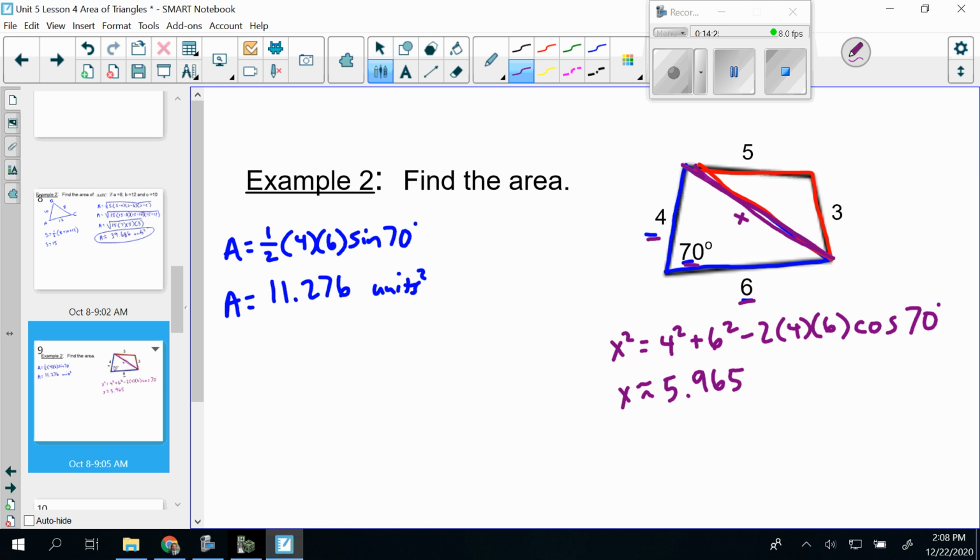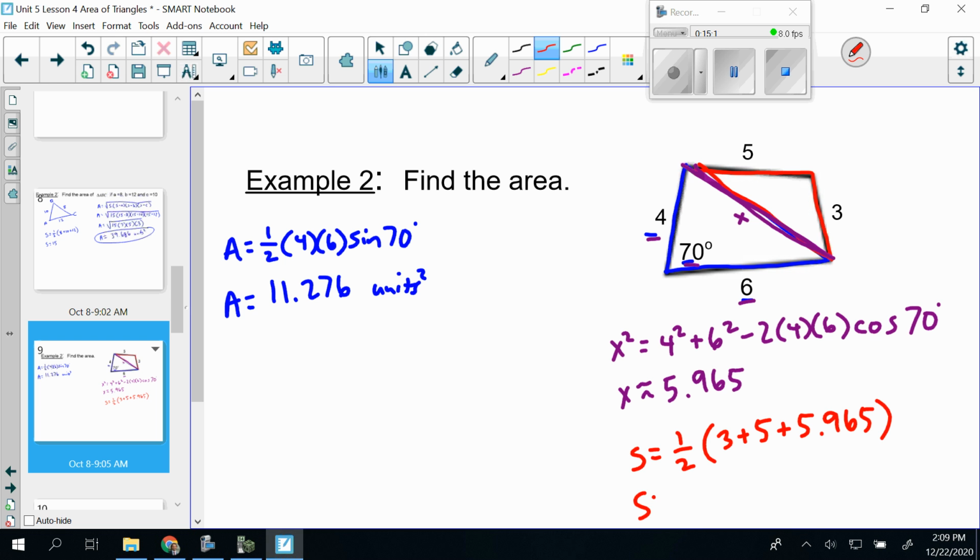Okay, so now that we know that middle length, we know all 3 sides of that red triangle. So it looks like we can use Heron's formula to find that out. Or you could also, at this point, find the angle across from that, and you could use that to use the trig area formula again. Either one would be fine to get that. Let's use Heron's formula. So if we're doing that one here, we're going to have to find our S value first. So that's half of all three sides added together. So 3 plus 5 plus the one we just found.